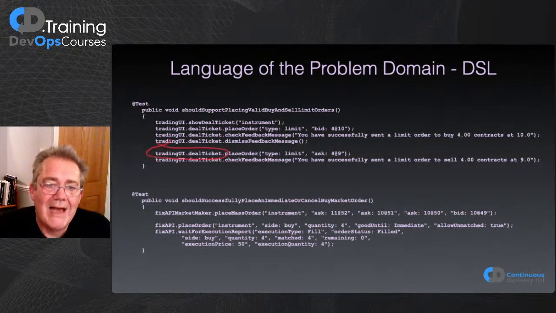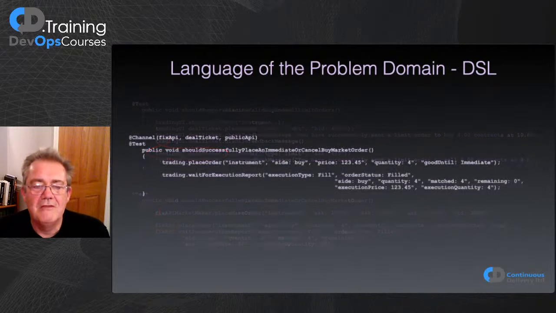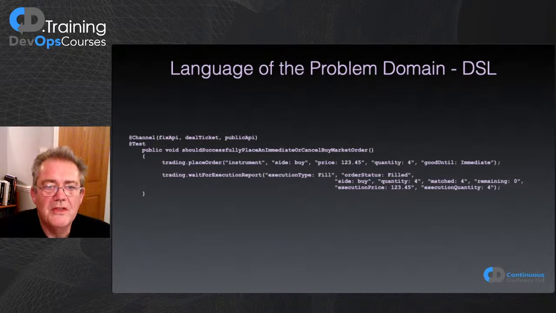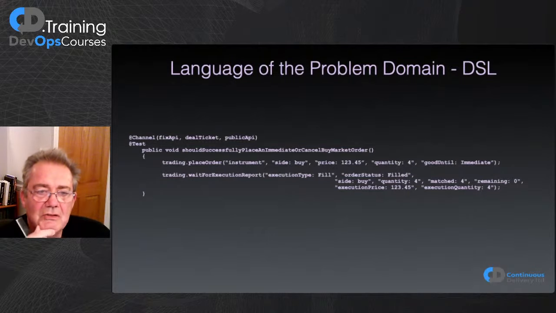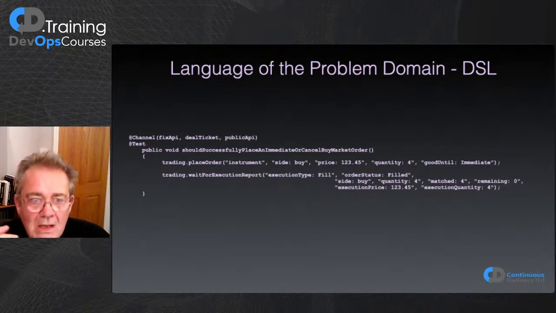Now, actually, these two examples are leaking information a little bit about how the system works, and we got better at it over time. We ended up creating tests that looked a bit more like this. Now, this is wholly abstract. If you ignore the decoration of Java test cases and the channel annotation, which I will explain in a moment, all of the rest of the words are language of the problem domain.